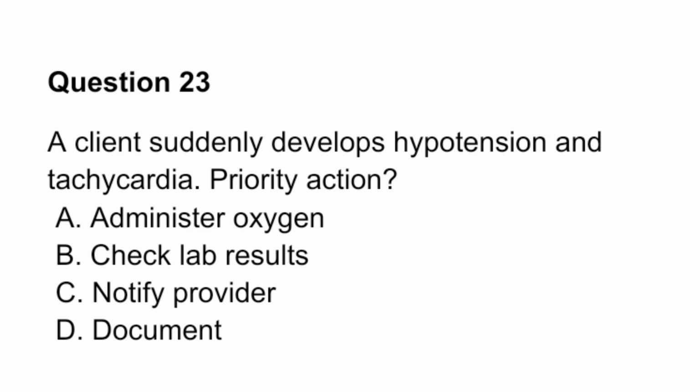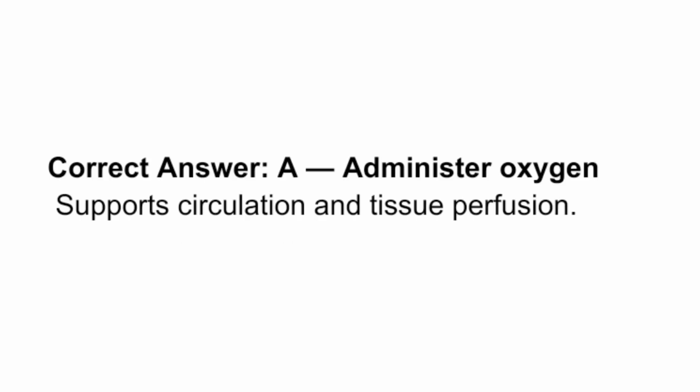Question 23. A client suddenly develops hypotension and tachycardia. Priority action: A. Administer oxygen. B. Check lab results. C. Notify provider. D. Document. Correct answer, A. Administer oxygen. Supports circulation and tissue perfusion.